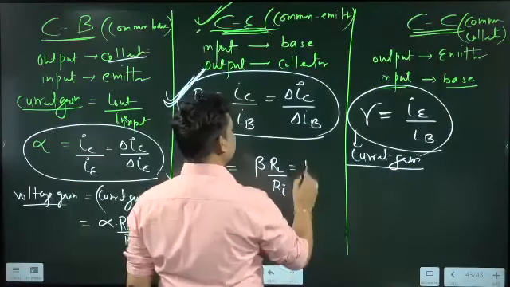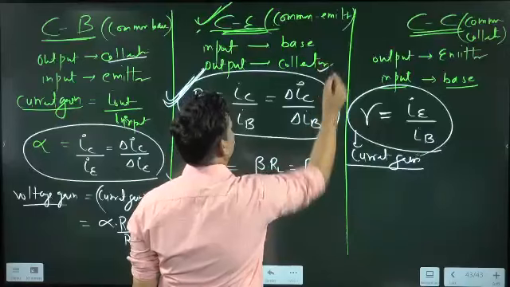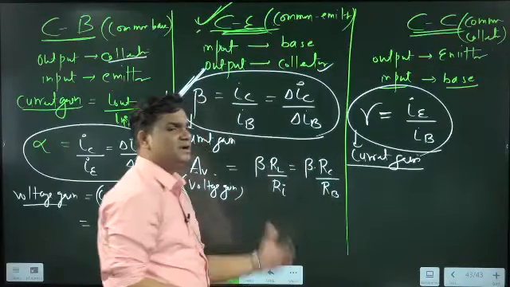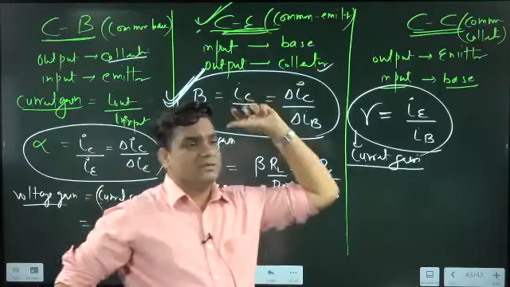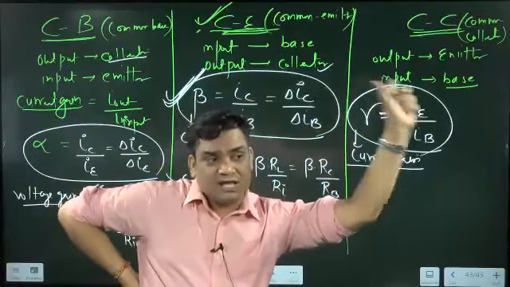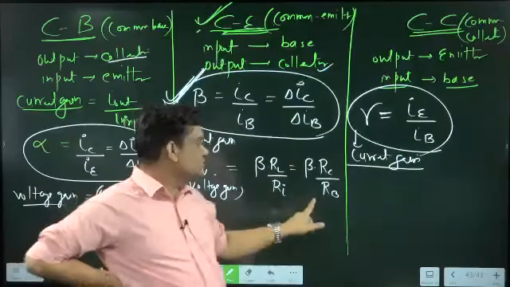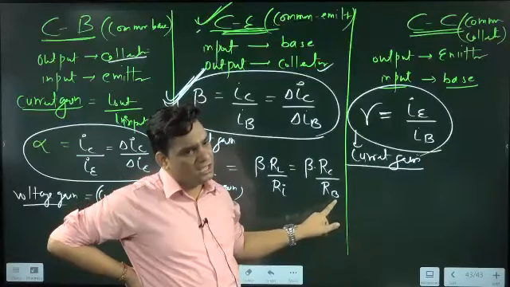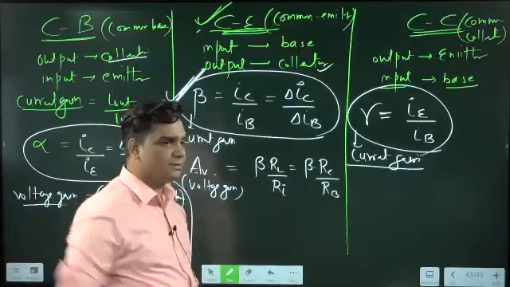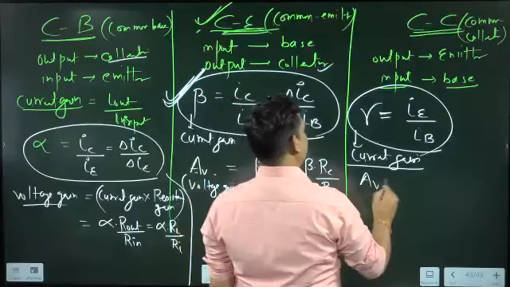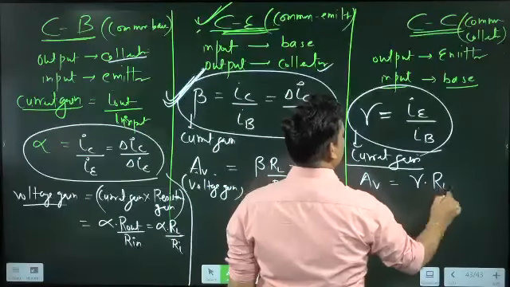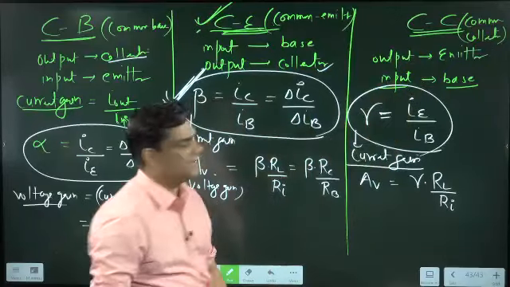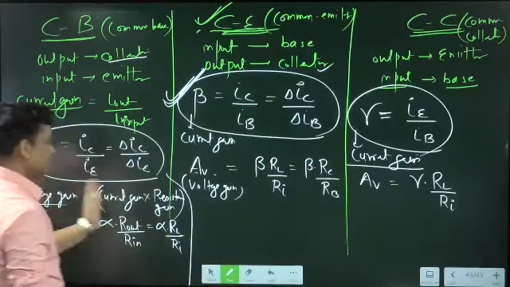Or we can say like this also, that here output is the collector. Can I write like this, RC by RB? Yes, you can say RC by RB. Only thing you need to identify is that resistance across collector is 10 kilo ohm and resistance across base is 1 kilo ohm. So yes, RC is the output and RB is the input here. Beta into RC by RB. Here AV will be equal to gamma into RL by RI, or you can say gamma into emitter RE by RB. This is the voltage gain.